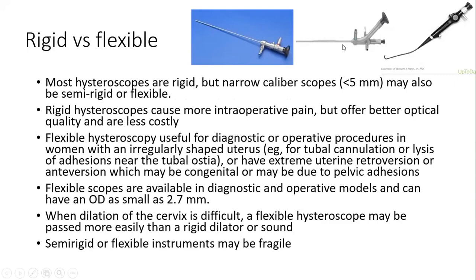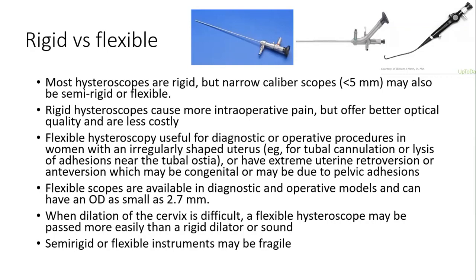So for the types of scopes, you can either have a rigid scope, such as the one with the blue background, semi-rigid, which may have a degree of movement along the barrel, and then also the flexible scopes. Most of the scopes that people use are rigid, but narrow caliber scopes, which are less than 5 millimeters, may come as semi-rigid or flexible types. The rigid scopes are associated with more intraoperative pain, but they have been found to have better optical quality, and they cost less than the flexible types.